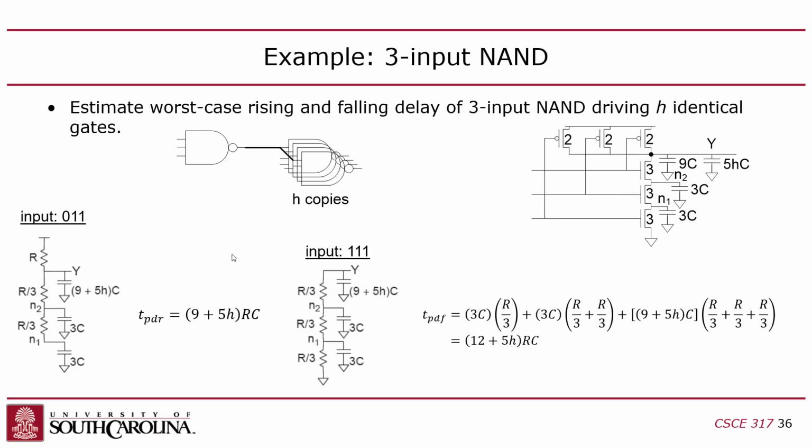Okay, so here's an example. This is pretty neat because you can start looking at the difference between propagation delay and contamination delay. In this case, what is the worst case rising and falling delay of a 3-input NAND driving H identical gates?